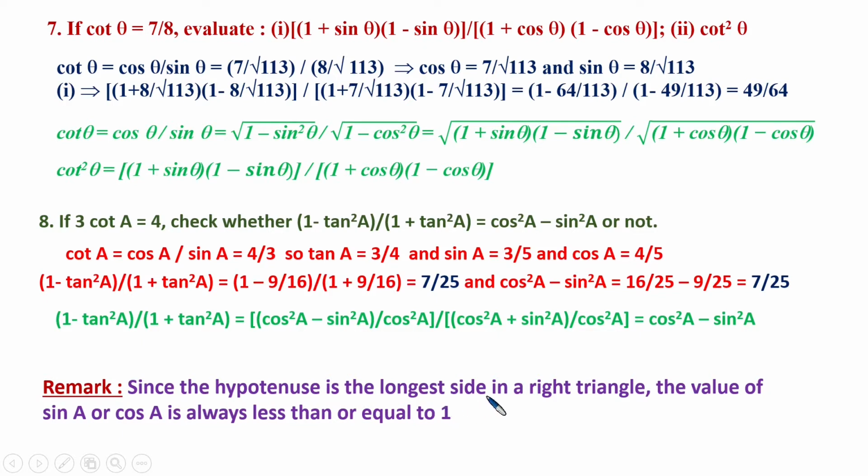Remark: since hypotenuse is the longest side in a right triangle, the value of sin A or cos A is always less than or equal to 1. I am just trying to say that the value of sin A and cos A should always be less than or equal to 1. Okay, now problem 9.